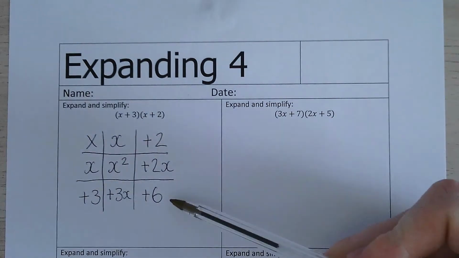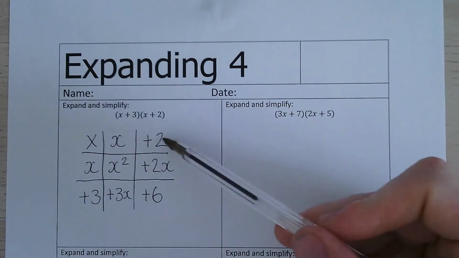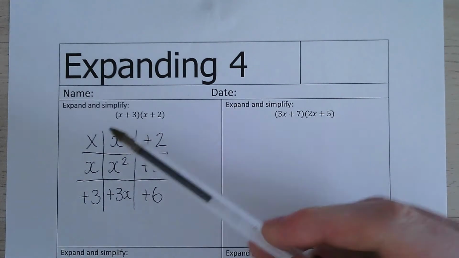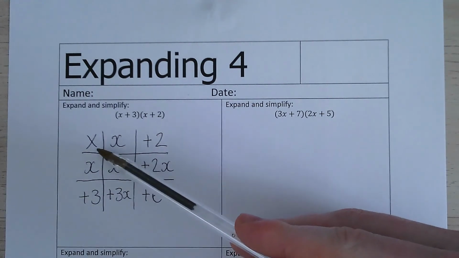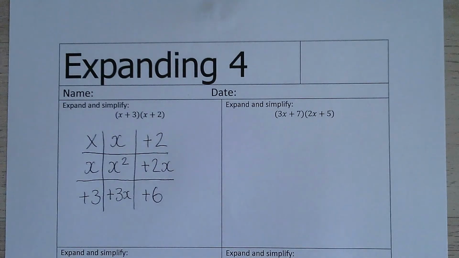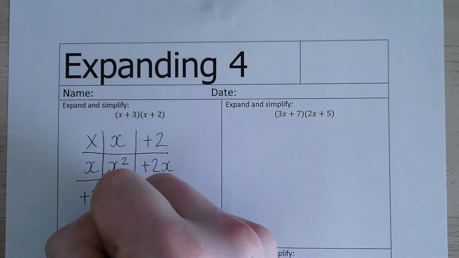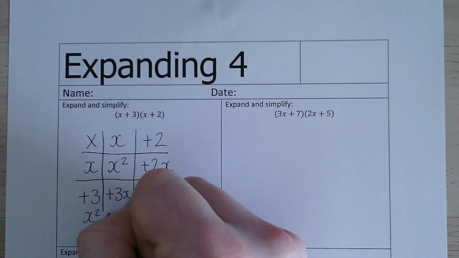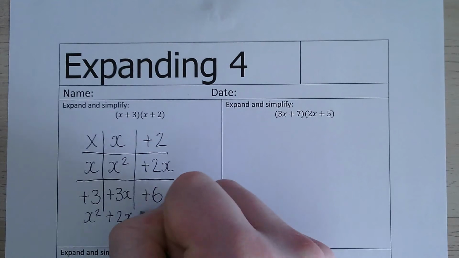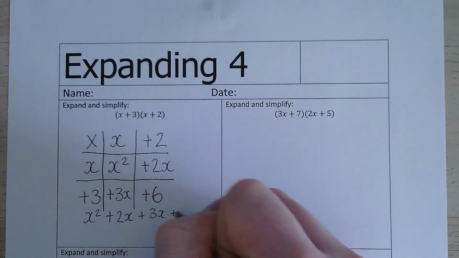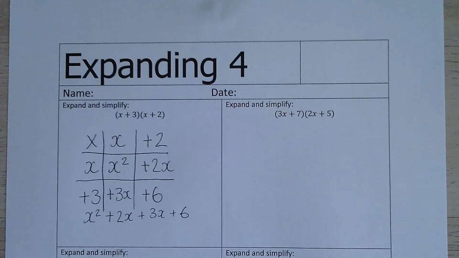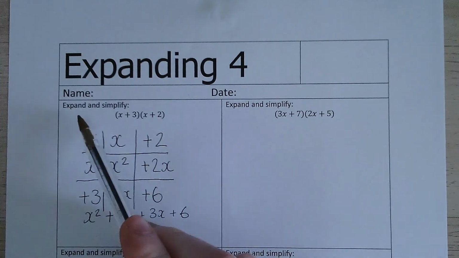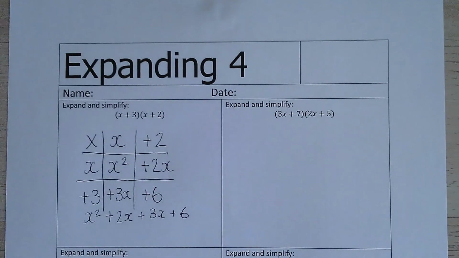A common mistake here is students would do 3 add 2 and write positive 5, but a reminder in our grid method, we are multiplying. I now write the 4 answer terms down next to each other underneath my grid. So we have x squared plus 2x plus 3x plus 6. This is the expand part of the question completed.